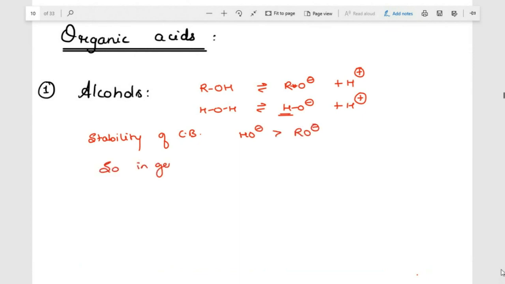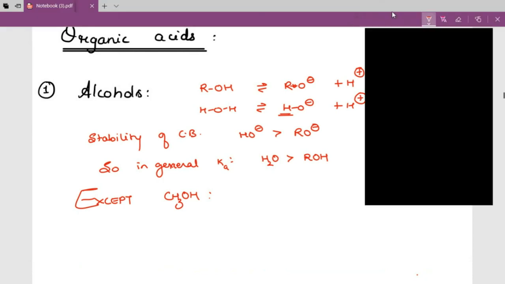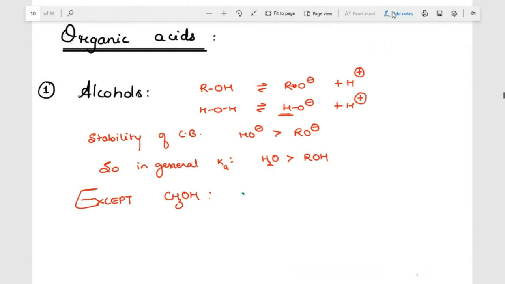So in general, I can say water will be a stronger acid than alcohols. Okay, in general, let me write this. Except methanol, the final order which has been observed is that methanol is slightly stronger than water and then the other alcohols. Not many reasons are relevant or even known when I talk about methanol.